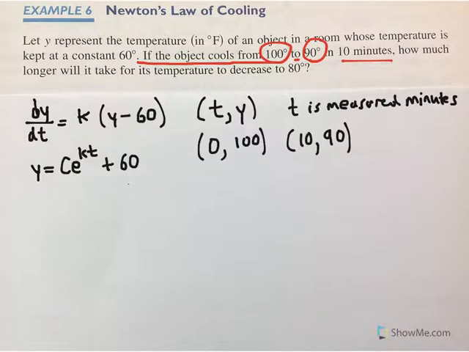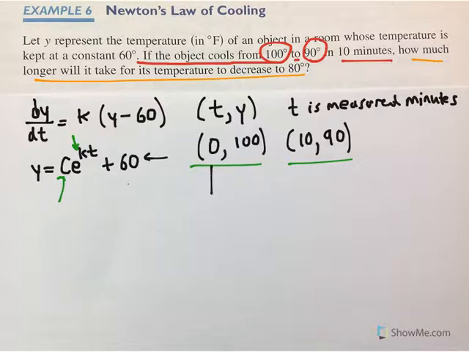So we need to find the values of C and k that would fit this given data. And doing that is called finding the particular solution of the differential equation. What we have now is the general solution, and we will now find the particular solution, which will be our model for this problem. And then we can use that model to answer the question: how much longer will it take for its temperature to decrease to 80 degrees?